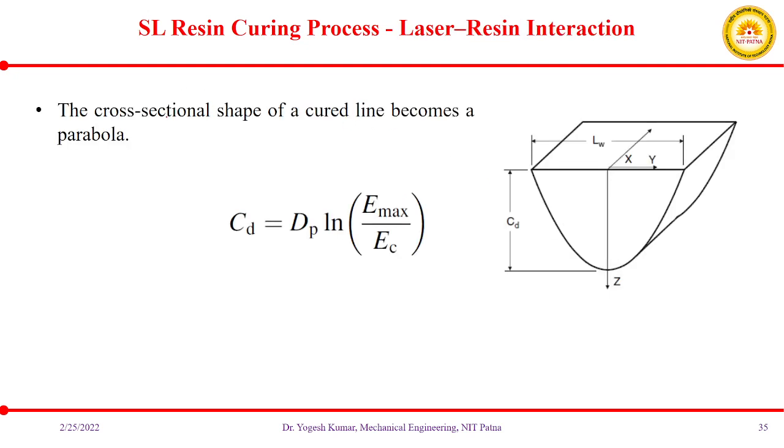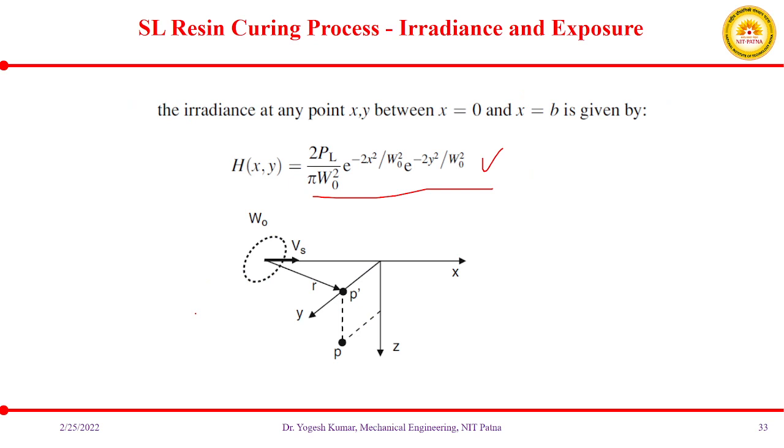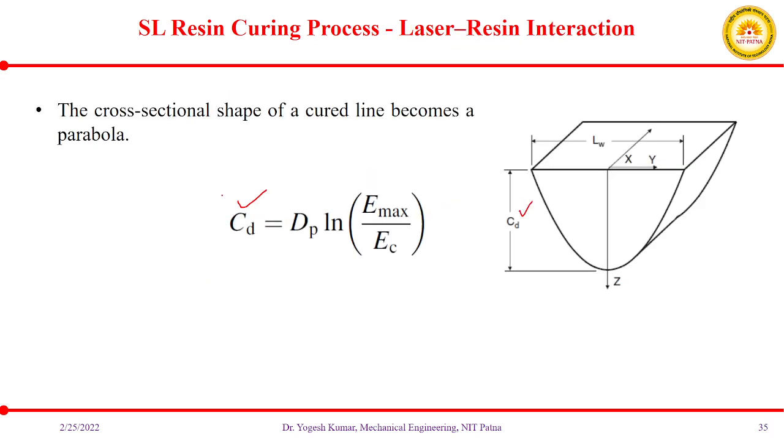Then it comes to the laser-resin interaction. Suppose this was your cure depth, CD. The cross-sectional shape of a cured line becomes a parabola, and it is given by CD equal to dp natural log of Emax over EC. All these parameters have been defined here: CD cure depth, dp depth of penetration, EC critical exposure, Emax peak exposure of your laser. So this is how your cure depth is calculated.